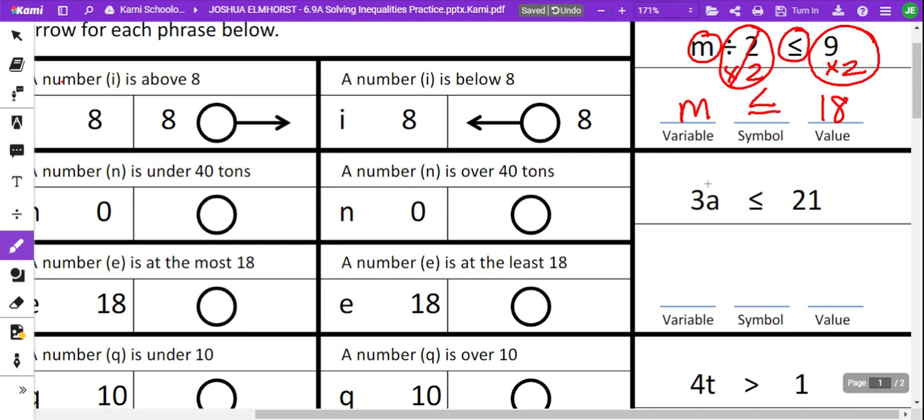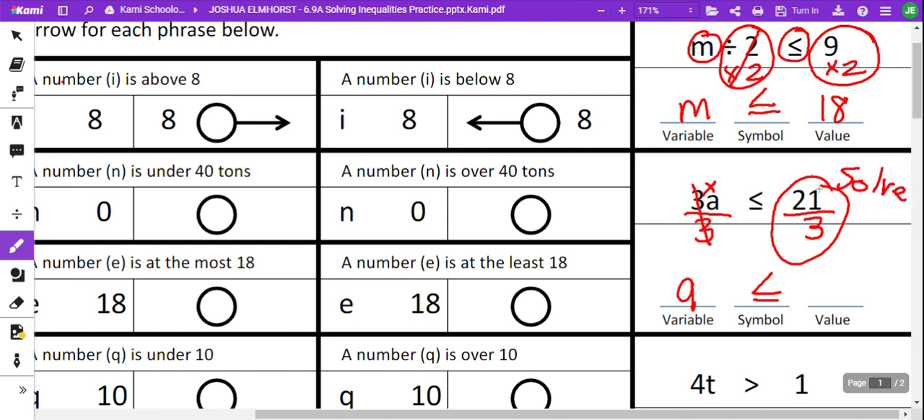So we have 3 times a. This is multiplication. Got the variable, the symbol, and the solve. We're going to divide to solve. 21 divided by 3 is 7.